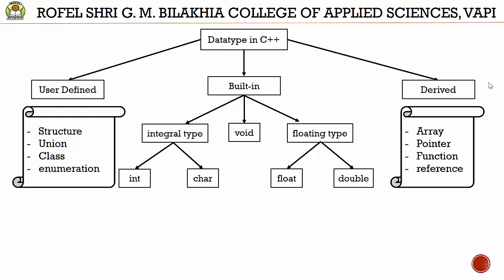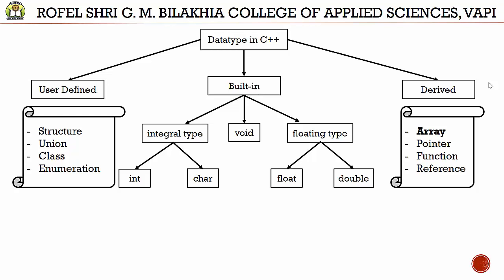Now the various derived data types provided by C++ are array, pointer, function and reference. Now the first one is array. An array is a set of elements of the same data type referred to by the same name, right? All the elements in an array are stored at contiguous memory locations and each element is accessed by a unique index or subscript value, right? We already know arrays. The subscript value indicates the position of the element in the array, right?